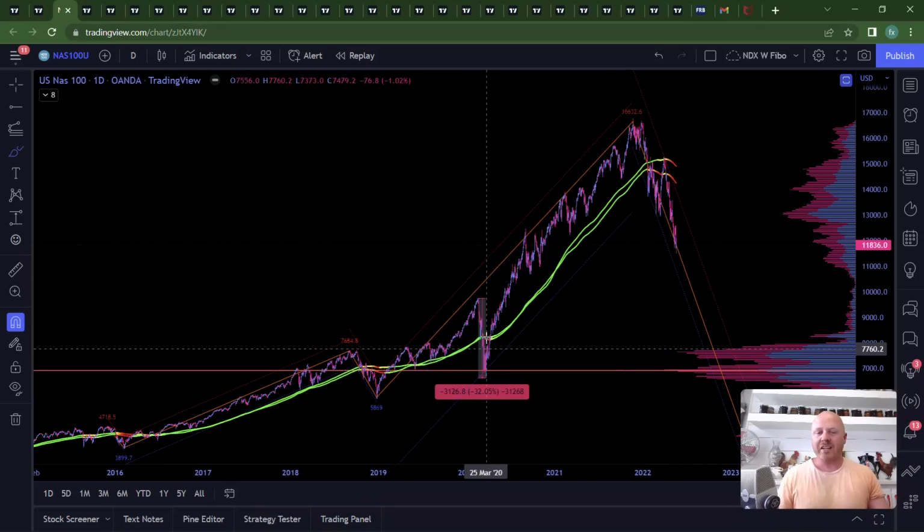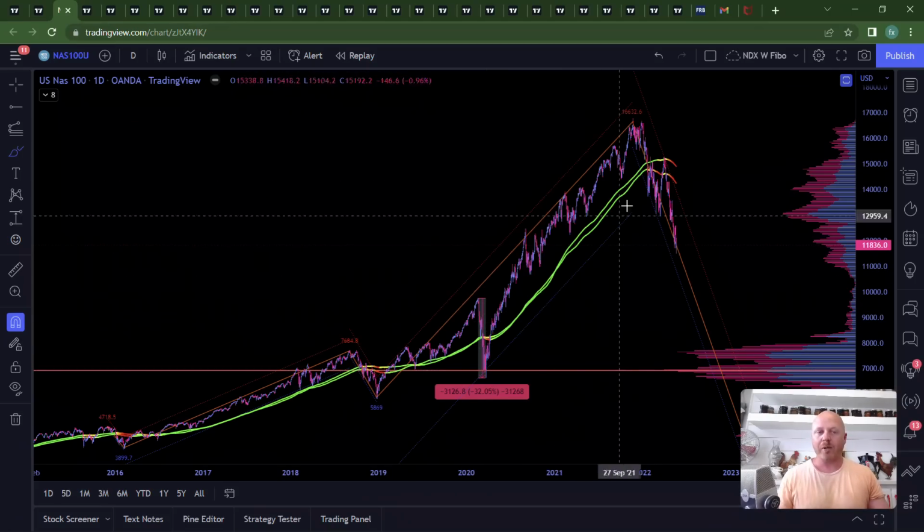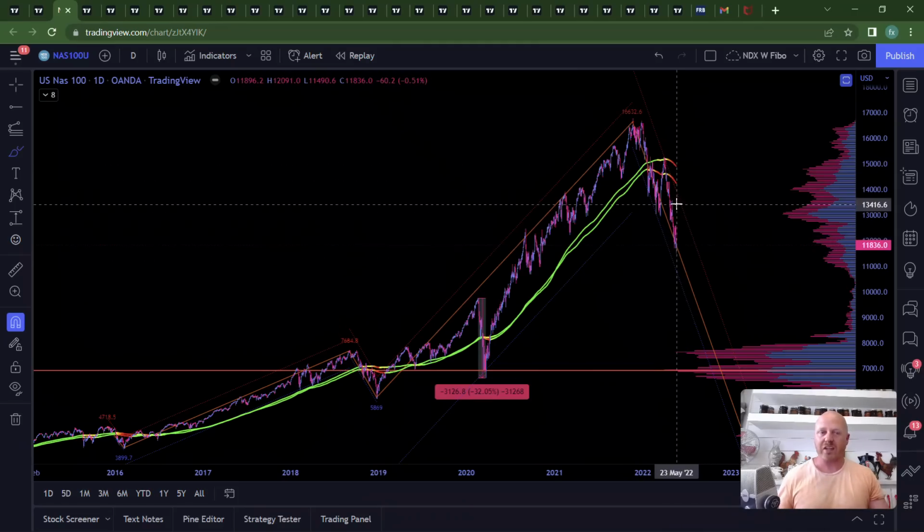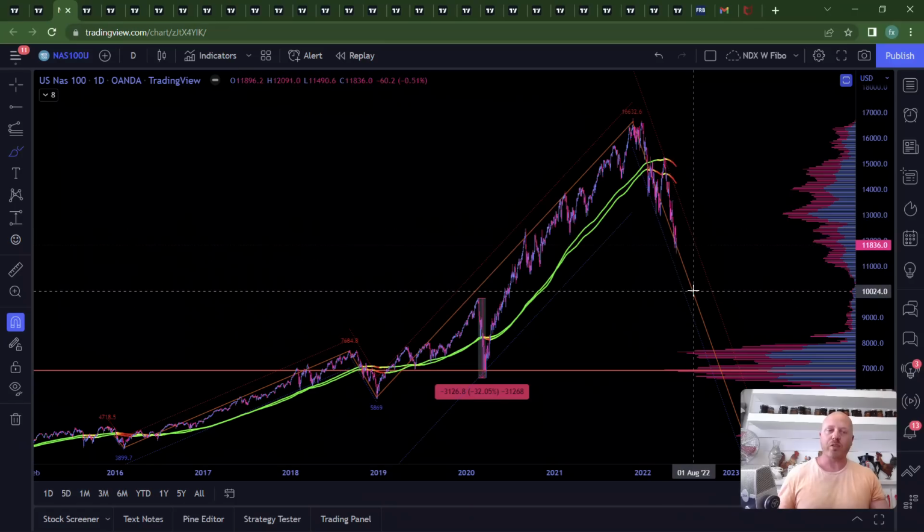You basically, in TA terms, you're giving up the pump. And that's what you're doing right now in these legs down. And you are still in the first leg down. We're still looking to hold a bottom in the NASDAQ. So this has more room to run.